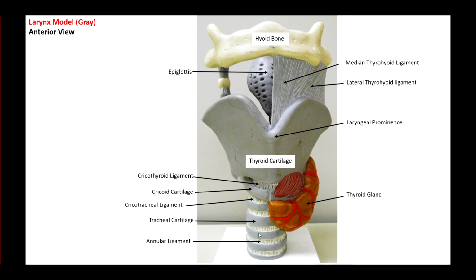Each one of these here are going to be the tracheal cartilages, and then in between there's something known as the annular ligaments. These are the ligaments connecting the tracheal cartilages. And again, you can see here the thyroid gland.